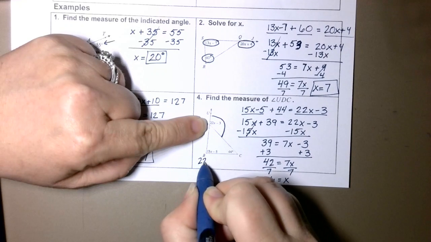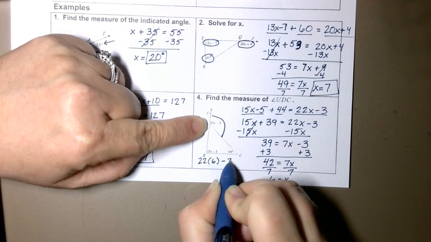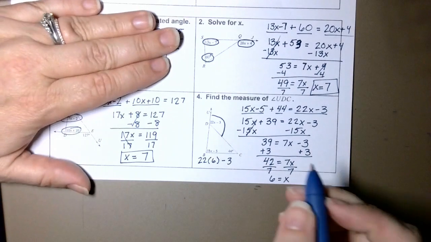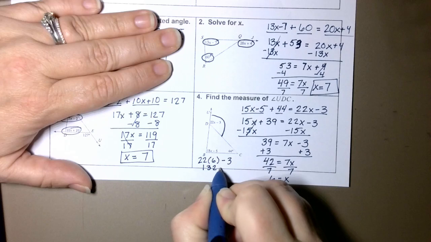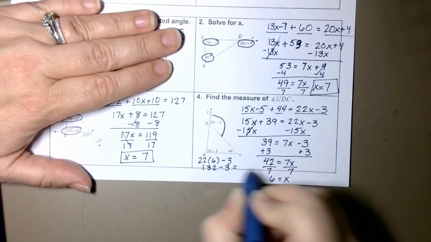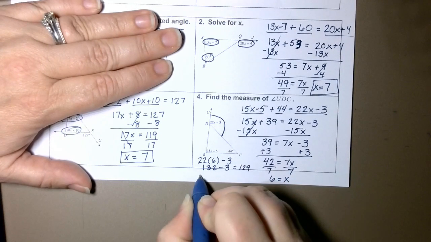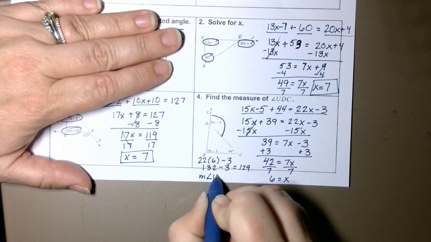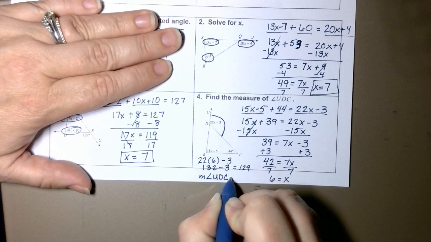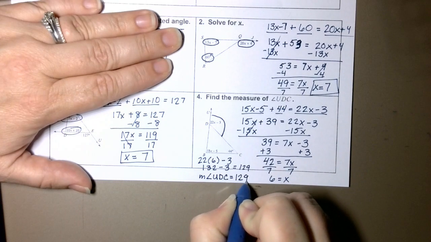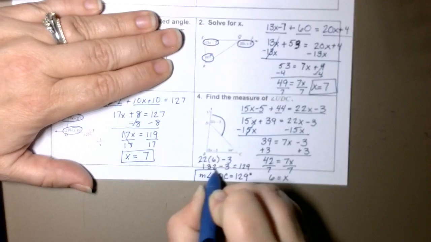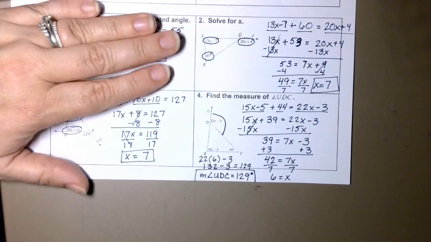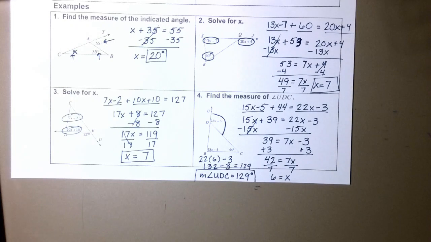So 22 times 6 minus 3. What is 22 times 6? 132. Minus 3 is what? 129. So I'm going to say that the measure of angle UDC is 129. Do I need a degree symbol? Yes, I do. And that would be my final answer for that problem. Any questions? All right. Happy studying.